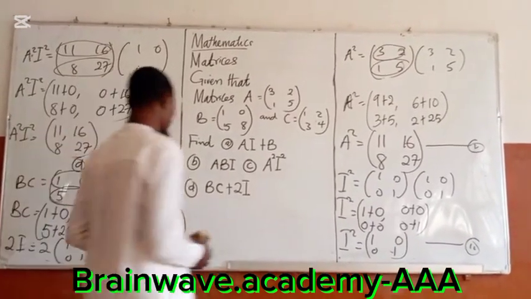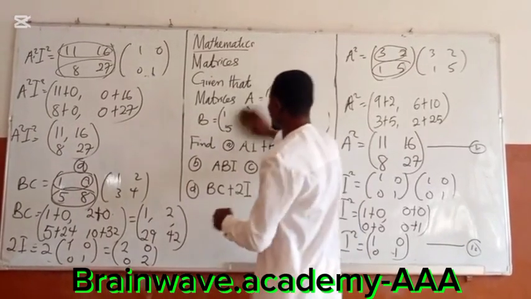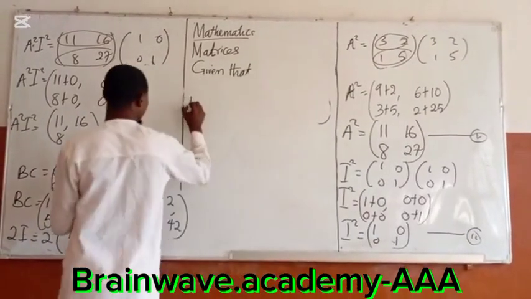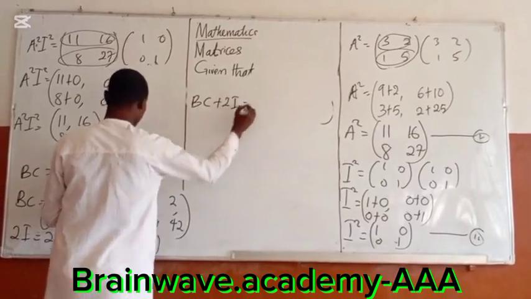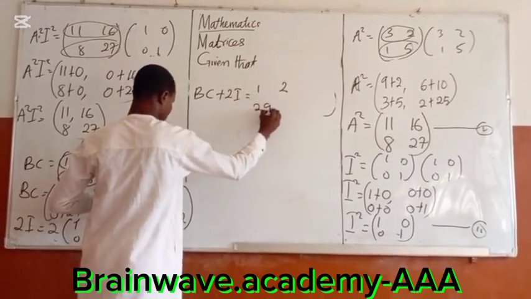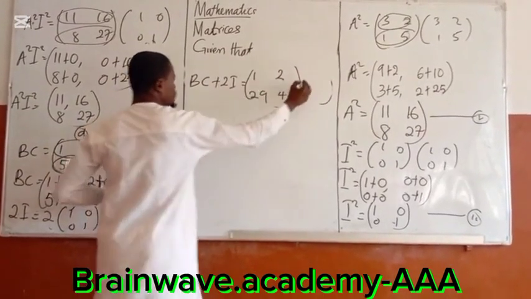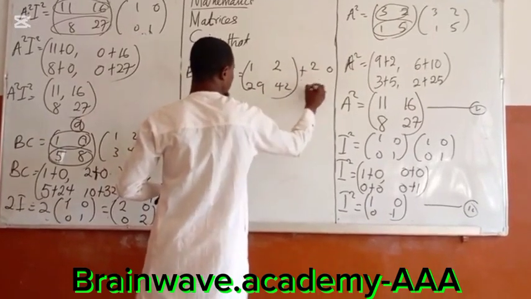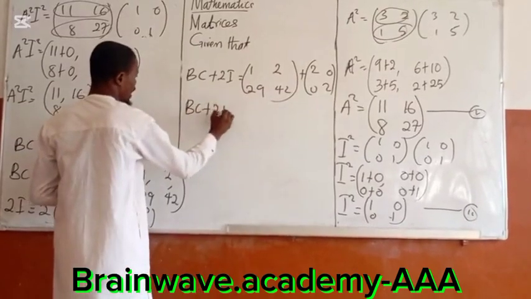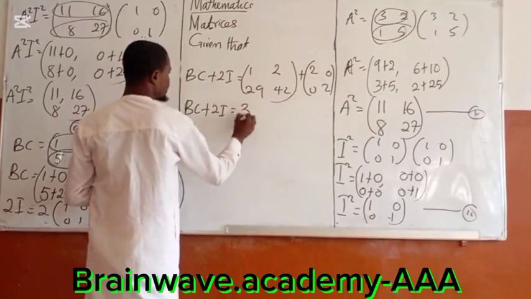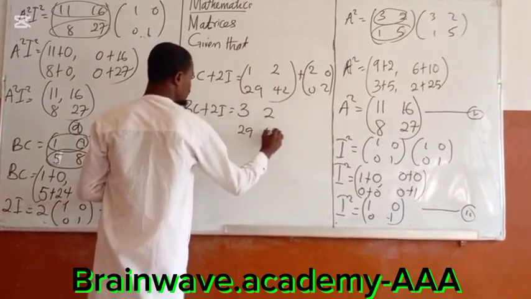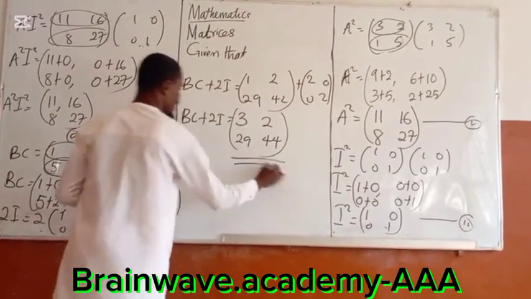So for us to get BC plus 2I, BC is 1, 2, 29, 42, then plus 2I, which is 2, 0, 0, 2. BC plus 2I is equal to 1 plus 2 is 3, 2 plus 0 is 2, 29 plus 0 is 29, 42 plus 2 is 44. This is the final answer for the question.